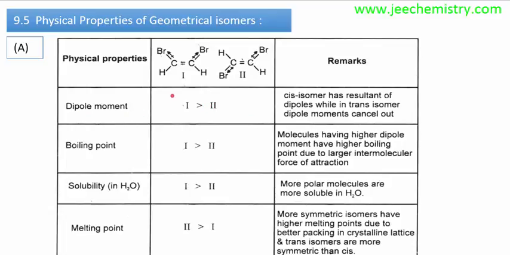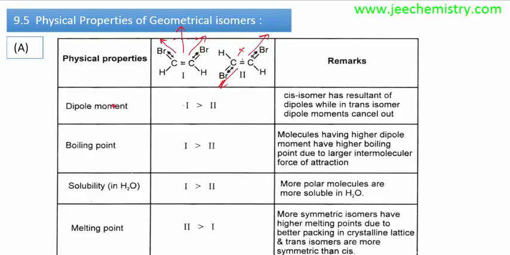About dipole moment, this is the cis isomer, this is the trans isomer. In the cis isomer, bromine has a higher electronegativity, so it will attract more electrons. So this dipole moment will be like this, and this bromine dipole moment will be like this, so the resultant dipole moment will be like this. Now here, this bromine atom's dipole moment is in this way, and this bromine atom's dipole moment is in this way, so the dipole moments cancel each other.